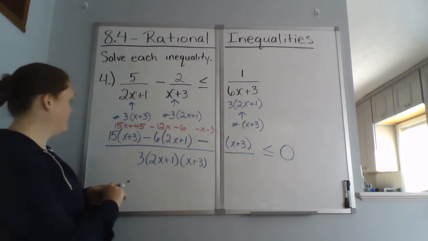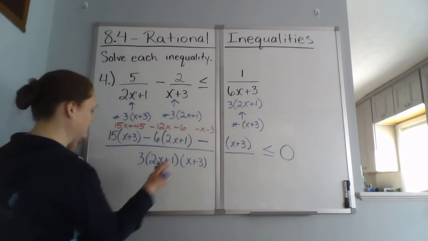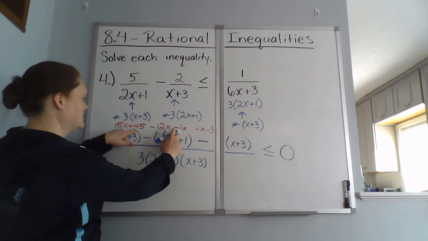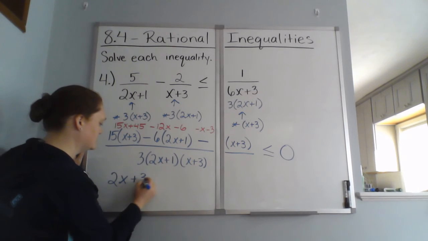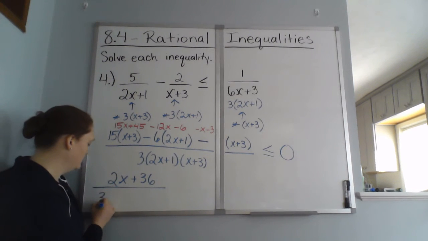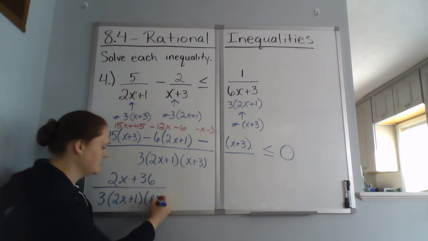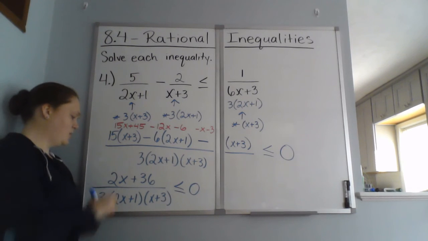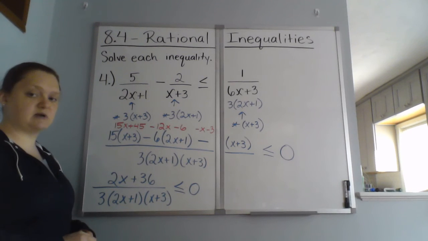So now we're going to have this. Let's see, 15x minus 12x is 3x. 3x minus 1x is 2x. 45 minus 6 is 39. 39 minus 3 is 36. Over our common denominator of 3 times 2x plus 1 times x plus 3, that is all less than or equal to 0. We even have a GCF here that we can factor out. We can factor out a 2, make that 2 parentheses x plus 18.